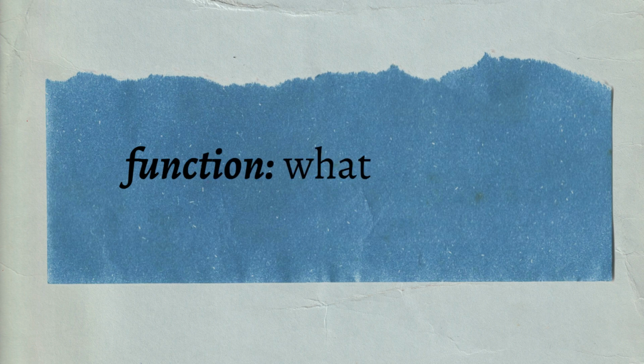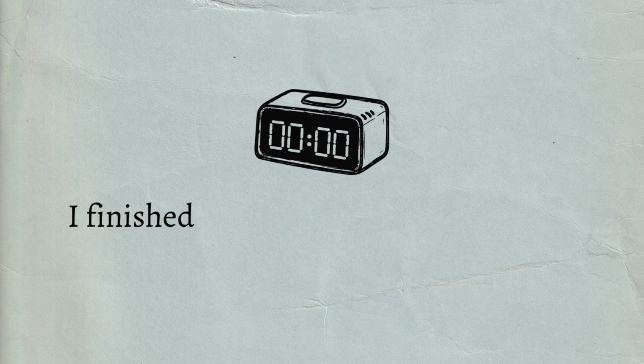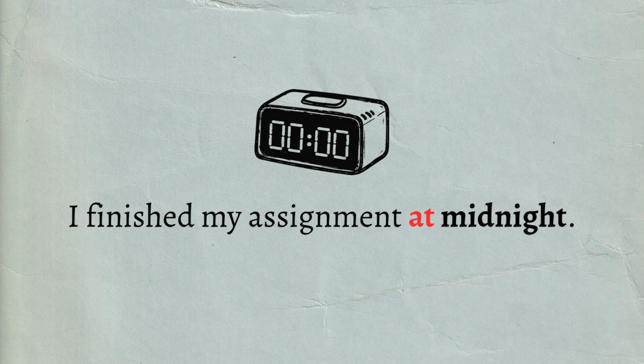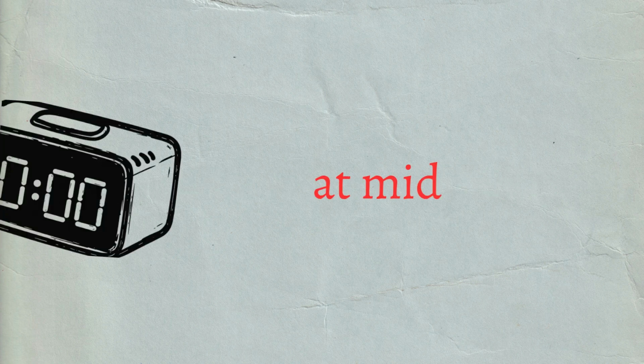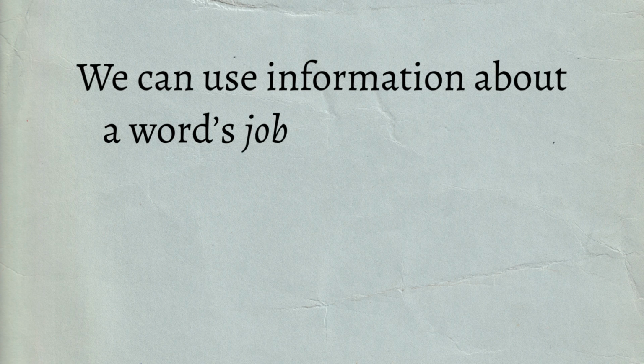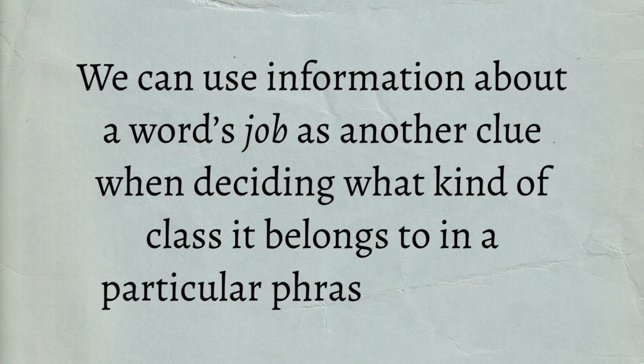And lastly, function refers to what job a word is performing in a phrase or sentence. For example, in a sentence like, I finished my assignment at midnight, the preposition at introduces a noun, midnight, which helps give the action of the verb specificity, a position in time. When did I finish my draft? At midnight. This is a job prepositions often perform. We can use information about a word's job as another clue when deciding what kind of class it belongs to in a particular phrase or clause.